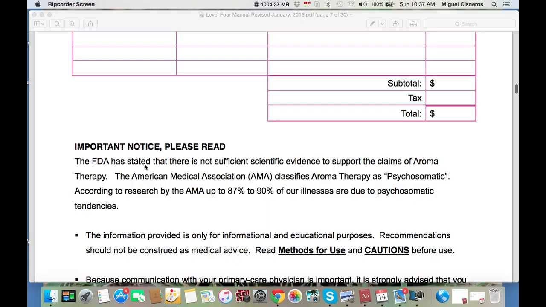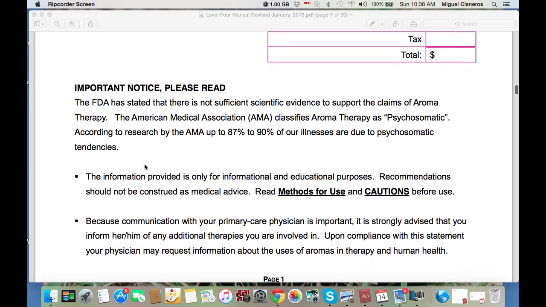The FDA has stated, this is where we put the cards on the table. We want to be clear. The FDA has stated that there's not sufficient scientific evidence to support the claims of aromatherapy. The American Medical Association, AMA, classifies aromatherapy as psychosomatic. According to research by the AMA, up to 87 to 90% of our illnesses are due to psychosomatic tendencies. That's what they say. That's what we use.